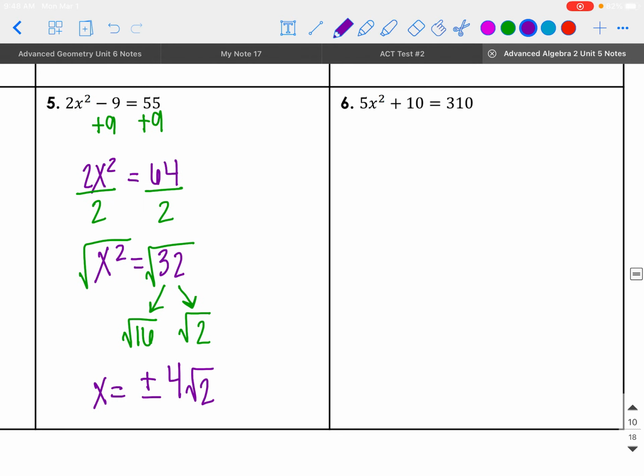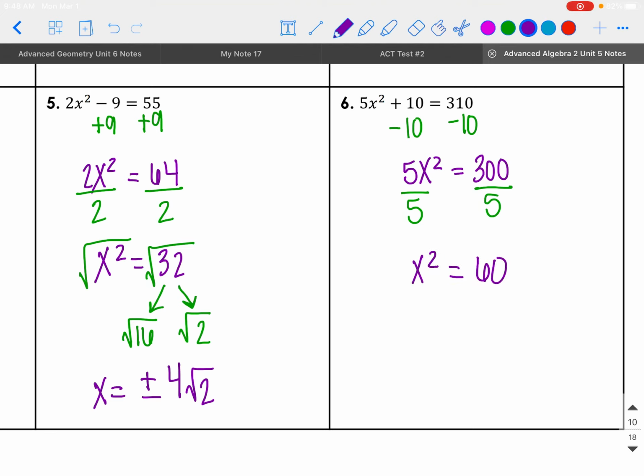All right, number 6, subtract 10. 5x squared equals 300. And then divide by 5 to get x squared equals 60.